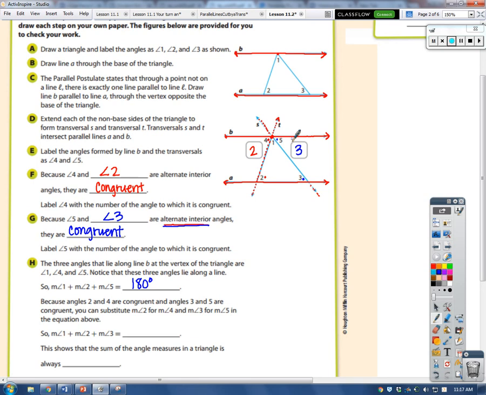Okay. Because angle 2 and angle 4 are congruent, and angle 3 and angle 5 are congruent, you can substitute the measure of angle 2 for the measure of angle 4 and the measure of angle 3 for the measure of angle 5 in the equation above, right?